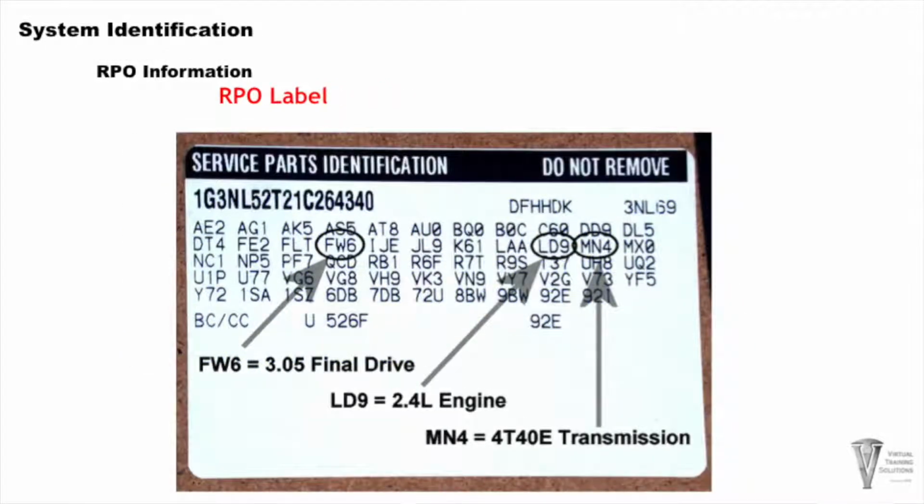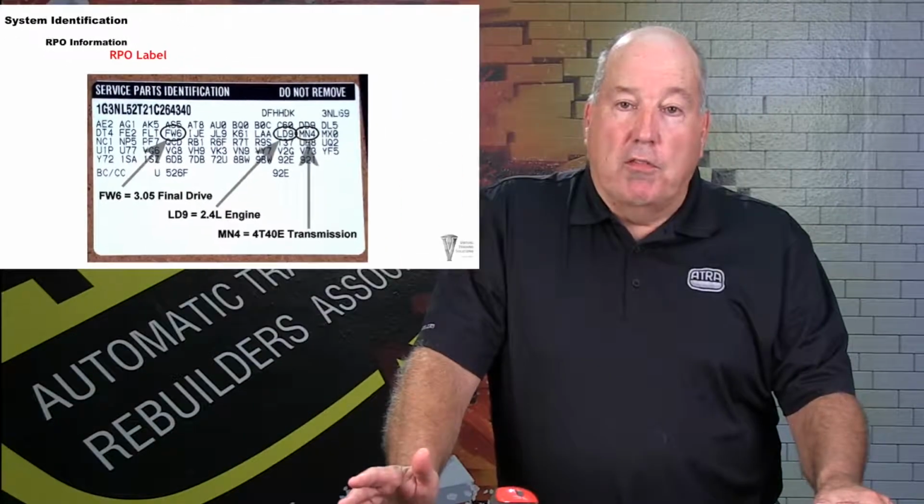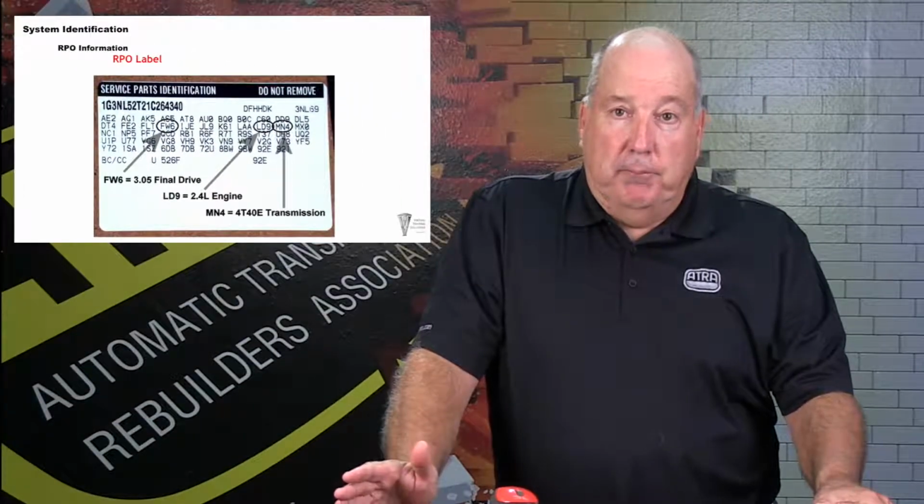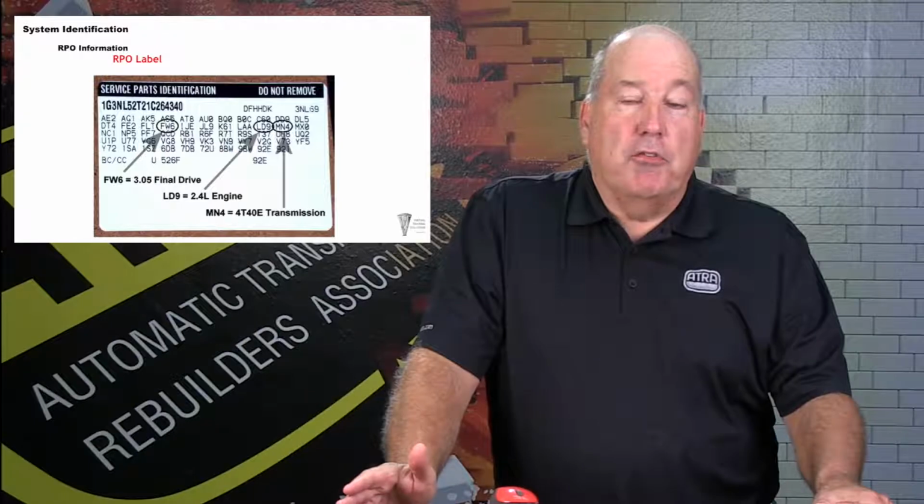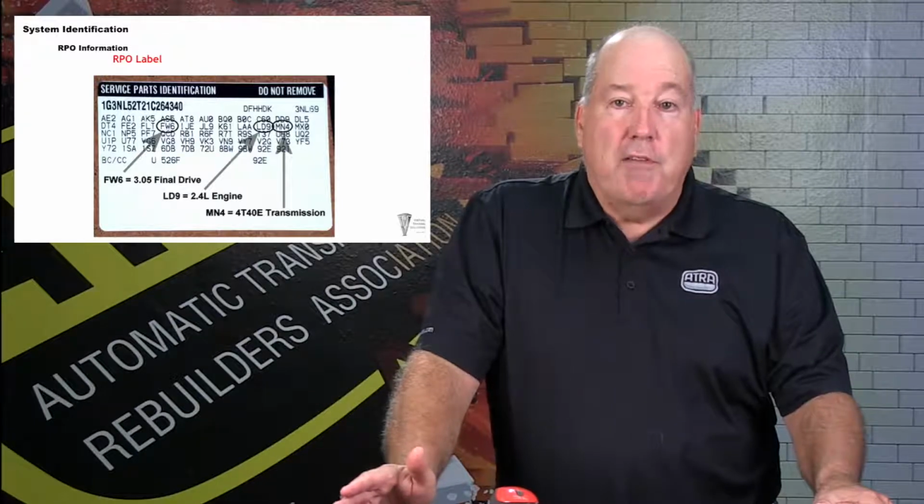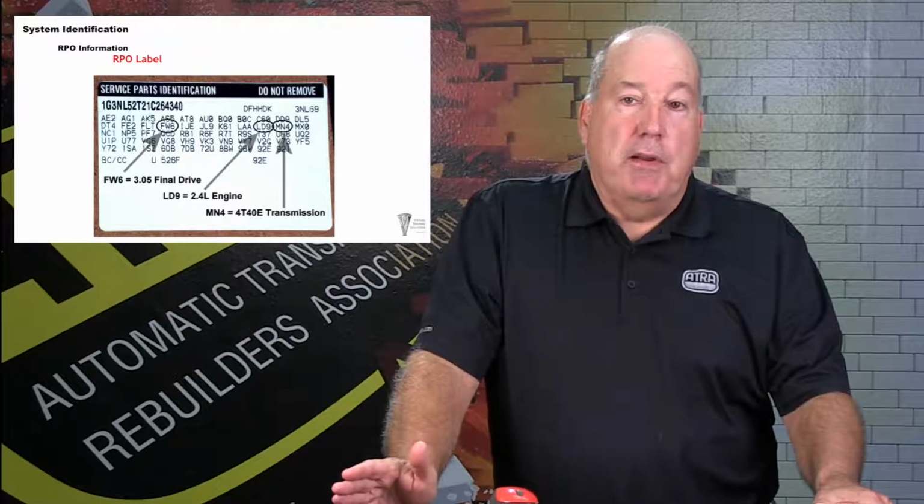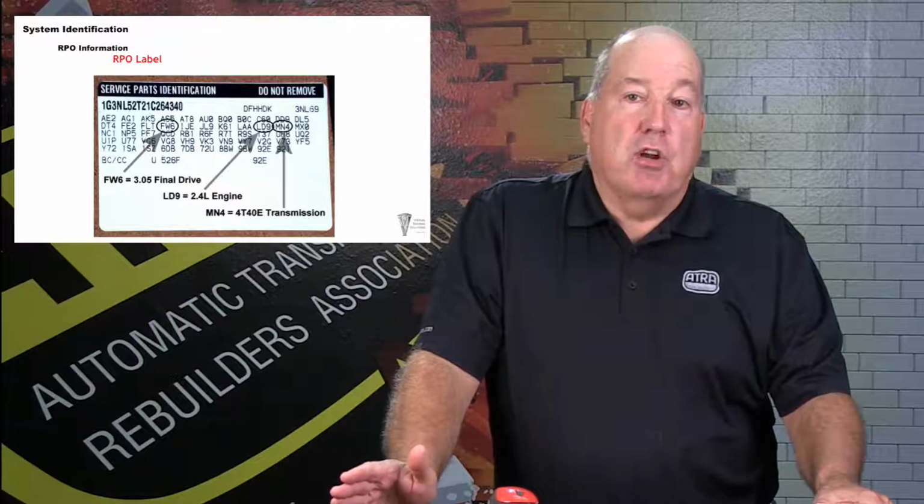This is what the label looks like. As you can see, I've circled the final drive ratio of this front-wheel drive vehicle, the engine that you've got there as your L code, and the transmission in this instance is a 4T40E, which is an M code. So again, we start all of our different stuff with the different letters. F's are going to be front-wheel drive axle ratio, G rear-wheel drive axle ratio, L's are going to be your engine, and of course M's are going to be your transmission.